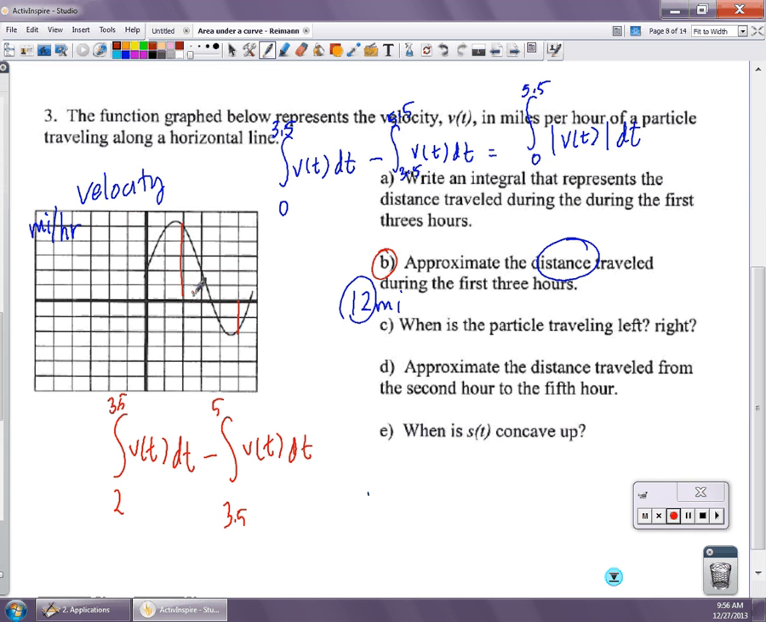Like this region here is 1, 2, 3, about 3.5. So the distance traveled there would be 3.5 miles, and then 1, 2.5 minus negative 2.5. That was distance traveled, yes. Okay, so 3, 4, 5, so 6 miles.